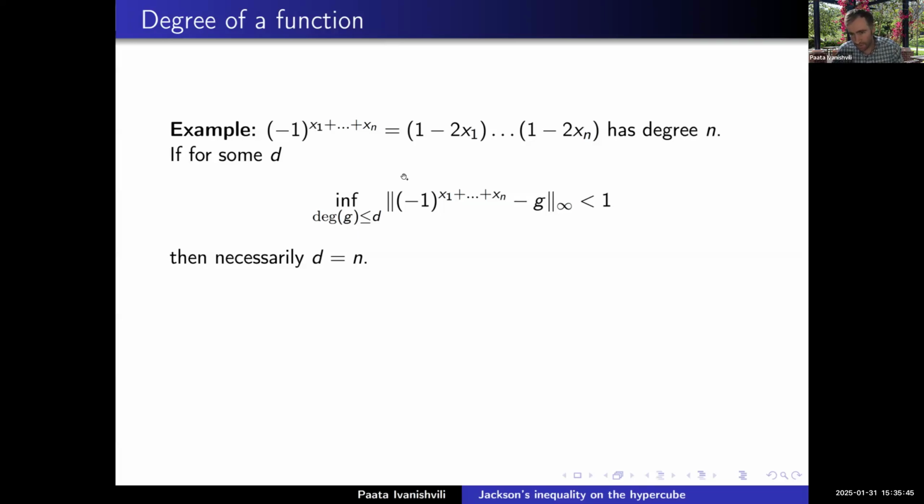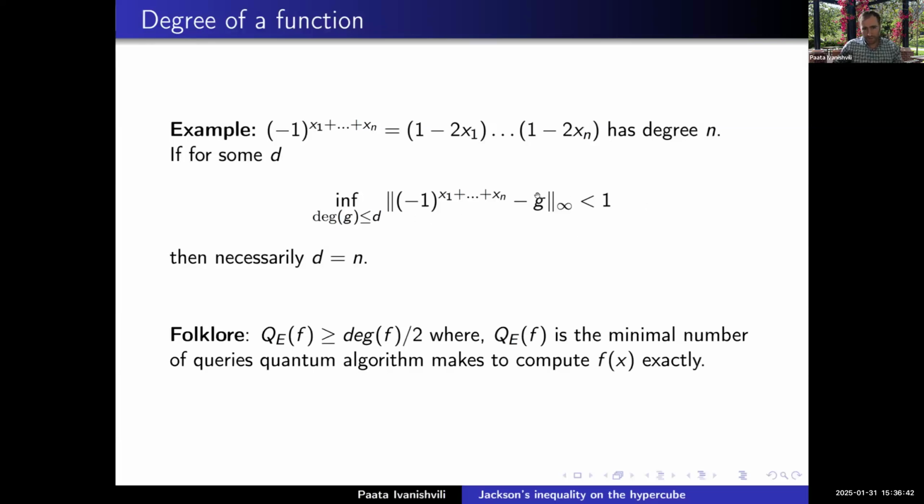We will be calling such functions Boolean functions, or any functions which take only two values will be called Boolean functions. And if you just subtract 0, which is just a constant 0, then this infimum is identically 1. But the question is, can you subtract some polynomial of degree d, which would make it slightly less than 1? It turns out that as soon as you make it slightly less than 1, then necessarily the degree of g must be n. This is not difficult to see, but this example shows that in general, if you want to get some non-trivial approximation, it very much depends on the function. Sometimes you just need to choose the highest degree, which is n. So we will be putting some assumptions on functions to get some non-trivial approximation.